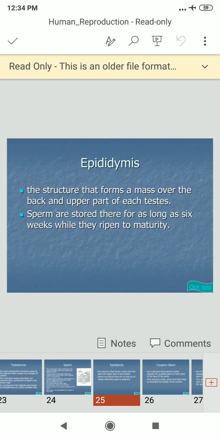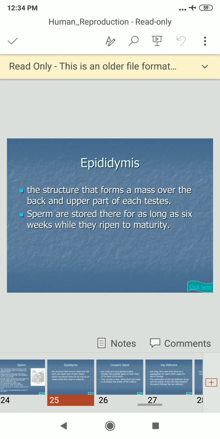Then you can see this epididymis. The epididymis is a structure that forms a mass over the back and upper part of each testis, and the sperm are stored there for as long as 6 weeks while they ripen to maturity. So basically it is one of the highly convoluted ducts behind the testis along which sperm passes to the vas deferens.